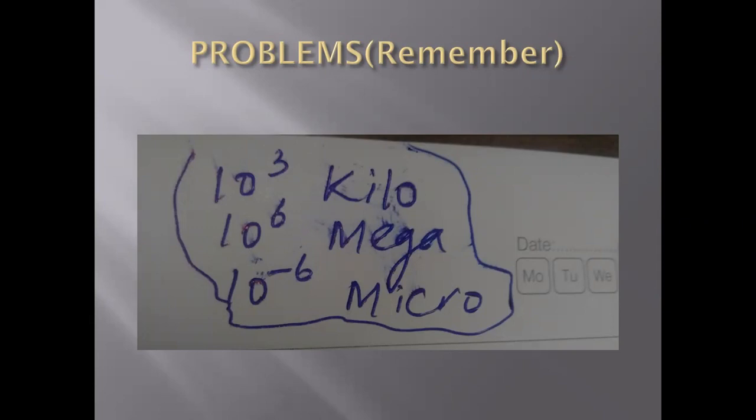10 raised to the power 3, which I will be using in the numericals, is equal to kilo. 10 raised to the power 6 is equal to mega. And for 10 raised to the power minus 6, we use a prefix which is micro.